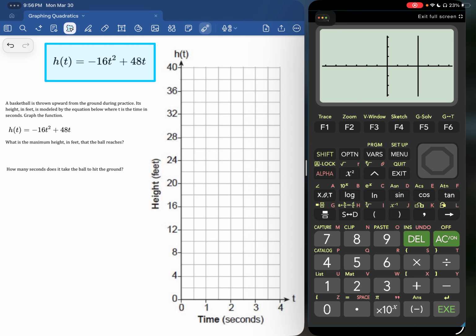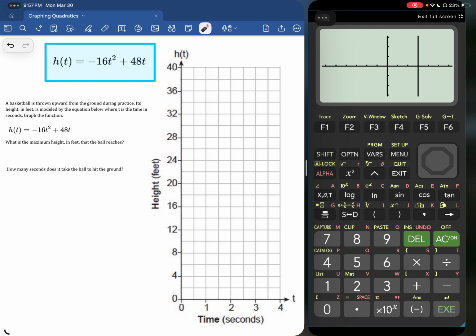If we look at the graph that we're given, right, our coordinate plane, our x-axis goes from 0 to 4. So that tells you that in your calculator, your window, the x-axis, should also be going from 0 to 4. Then if you look at the y-axis, right, it's going from 0 all the way to 40. So in your calculator, your window should also be going from 0 to 40 on the y-axis.